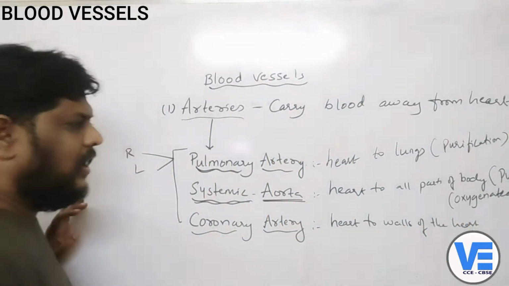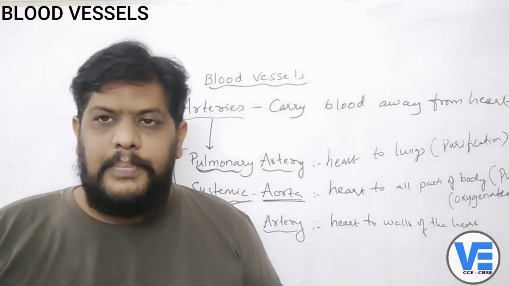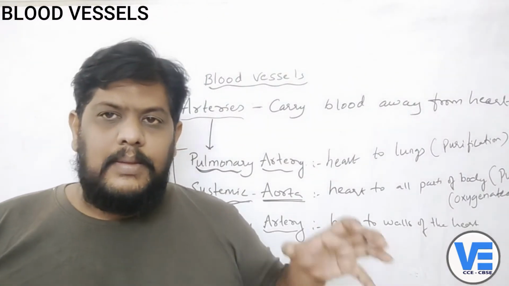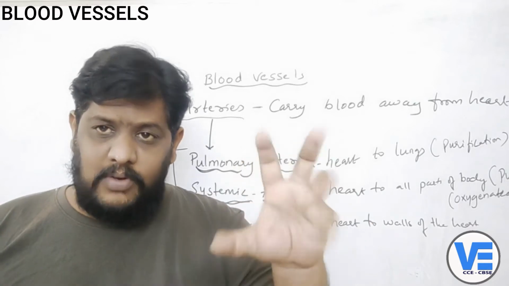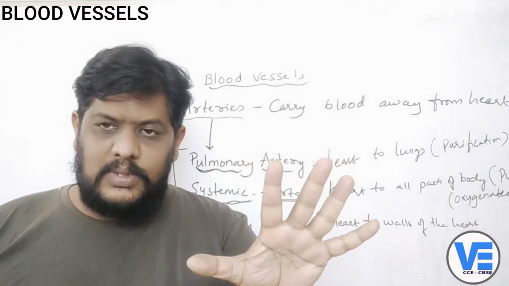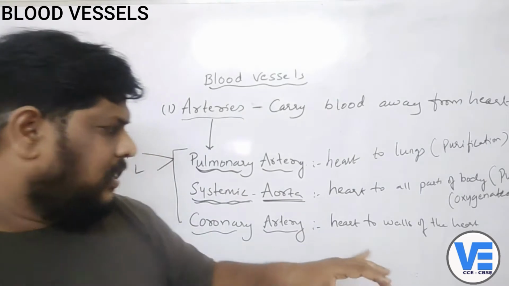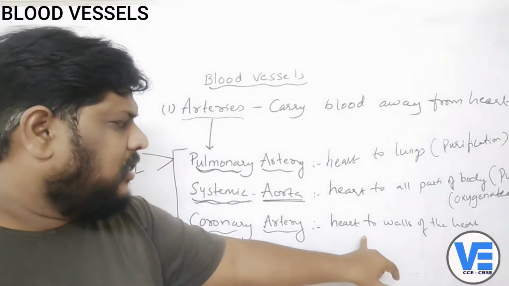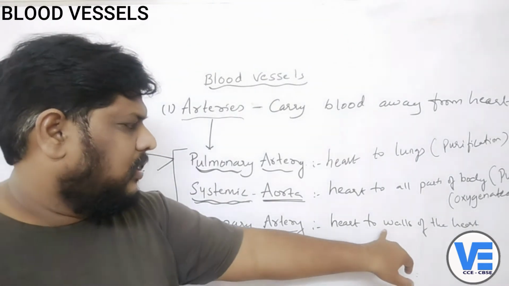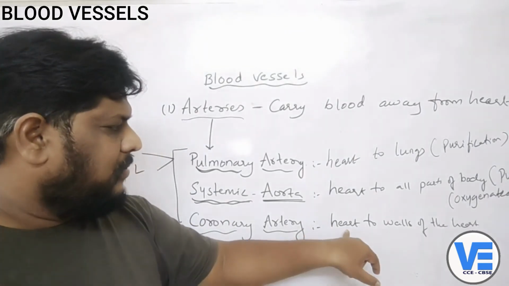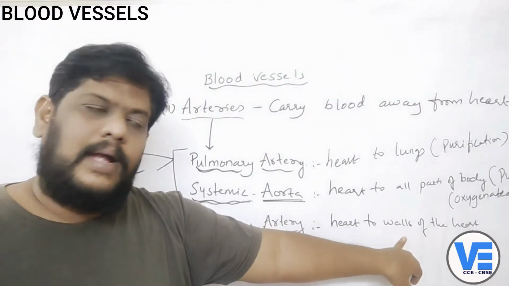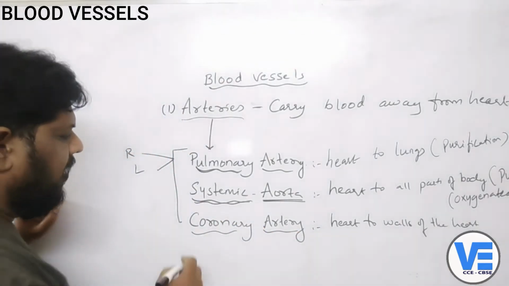Here the walls of the heart are made up of cardiac muscle, right? Because this muscle has to keep on contracting and relaxing so that it can pump the blood. For that reason, the coronary artery sends the blood from the heart to the walls of the heart. That is the work of the coronary artery.